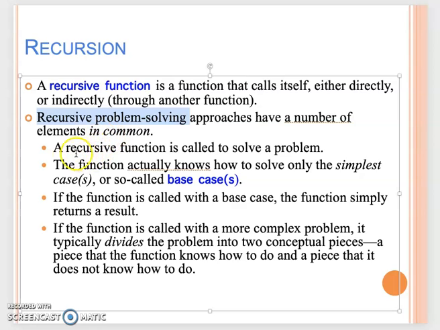The first thing: a recursive function is called to solve a problem. If we want to get the answer, we call the function. But this recursive function only knows how to solve the problem for the simplest cases. Those simplest cases, we call the base case. Sometimes you can have one base case, sometimes multiple base cases. But we have to have the base cases, because the base cases are the only way we know how to solve the problem. For example, you know 1 plus 2 is 3.